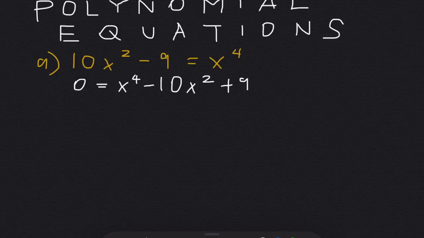So for our first equation, we have 10x squared minus 9 equals x to the power of 4. And so what we're going to do first is rearrange the equation to have all the terms onto one side, as I already did here.